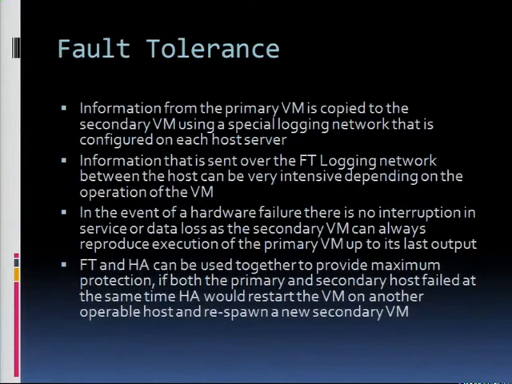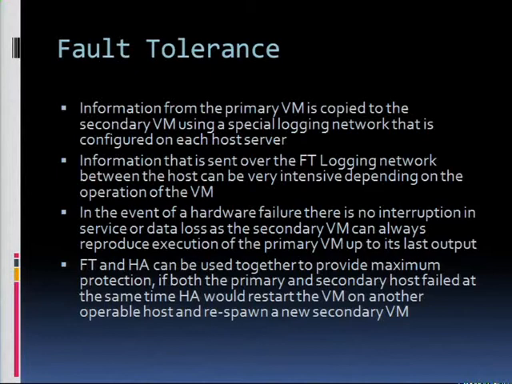Information from the primary VM is copied to the secondary VM using the special logging network that's configured on each host server. Information sent over the FT logging network between the hosts can be very intensive depending on the operation of the VM. In the event of a hardware failure, there is no interruption of service or data loss, as a secondary VM can always reproduce execution of the primary VM up to its last output.